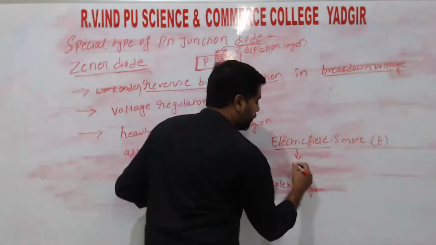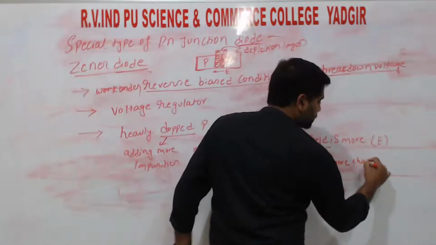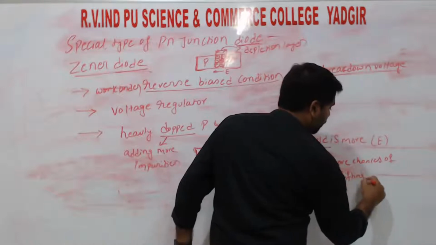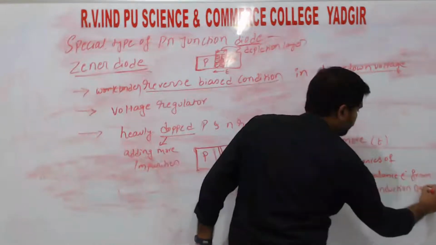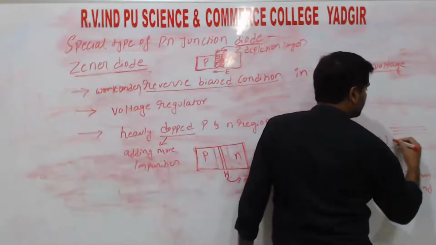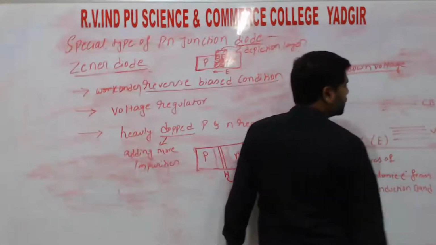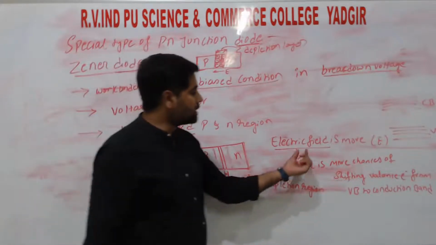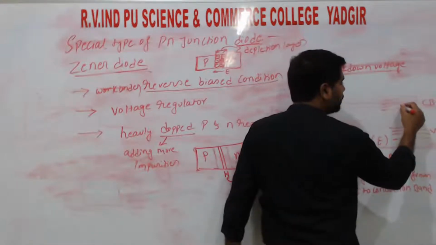So due to this electric field, there is more chance of shifting valence electrons from, right, so these are the energy levels. This one is the valence band, and here is the conduction band. As the electric field is more, because of the thin depletion layer, more number of electrons are shifted from the valence band to the conduction band.